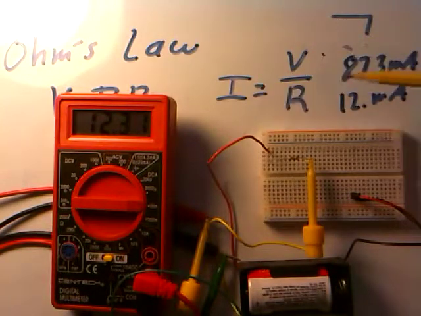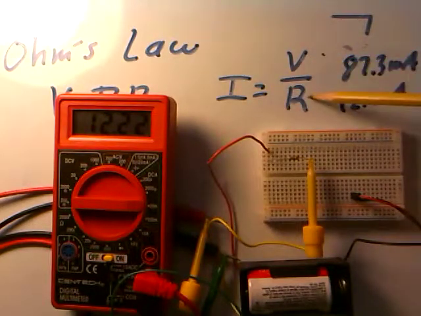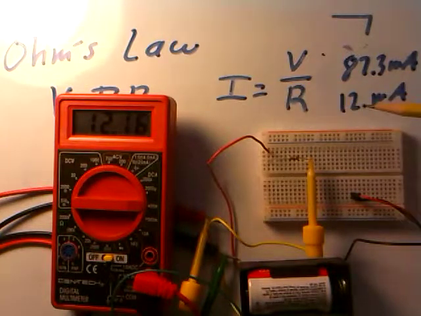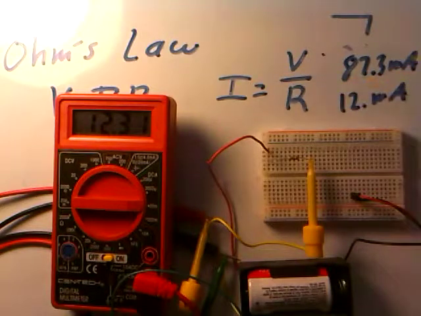And you can see that the current decreased in proportion to the V. So I is proportional to V. The lower the V for the same R, the smaller I that you'll get. Likewise, the larger V for the same R, the larger I you'll get. So we got 87 milliamps for the 9-volt battery, 12 milliamps for the 1.5 volt battery. So Ohm's law holds up in the case where V varies.